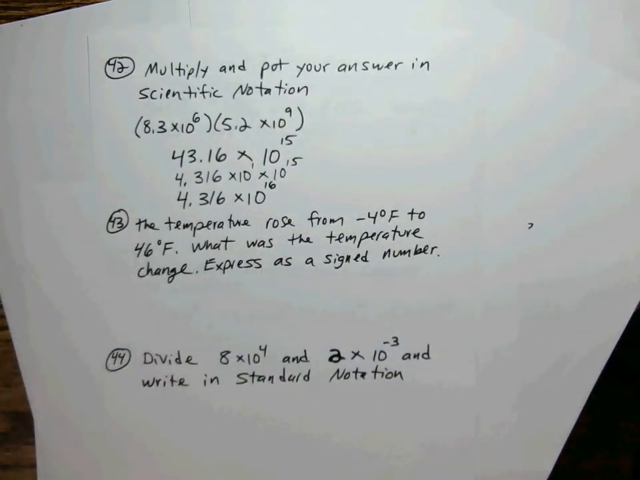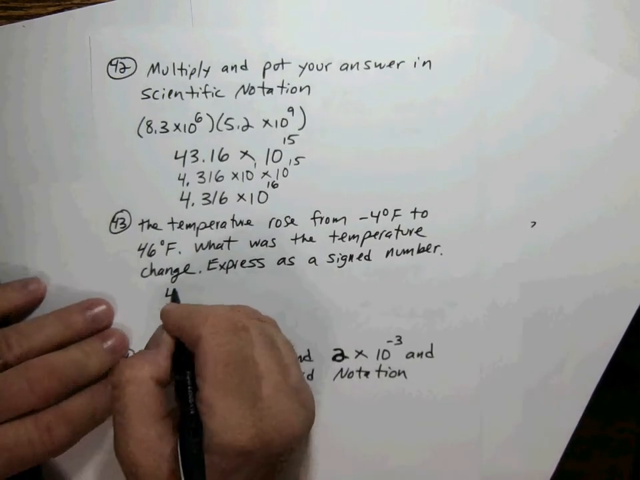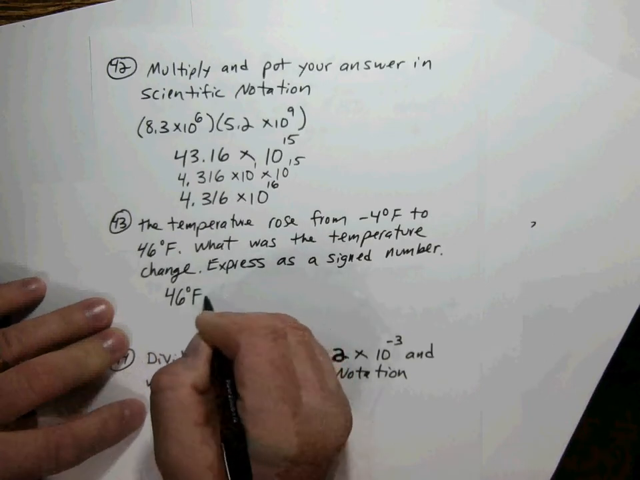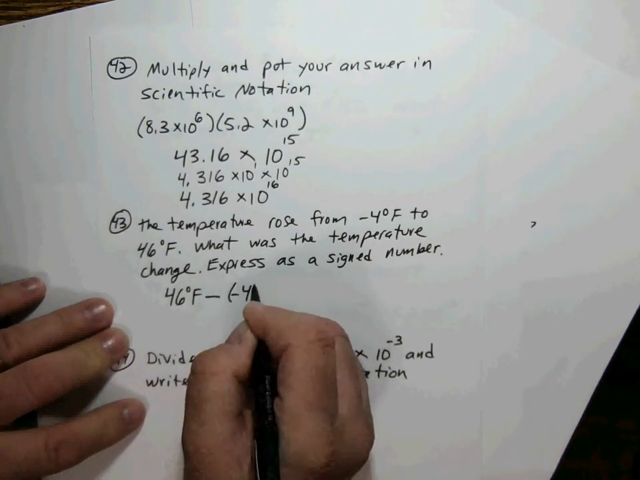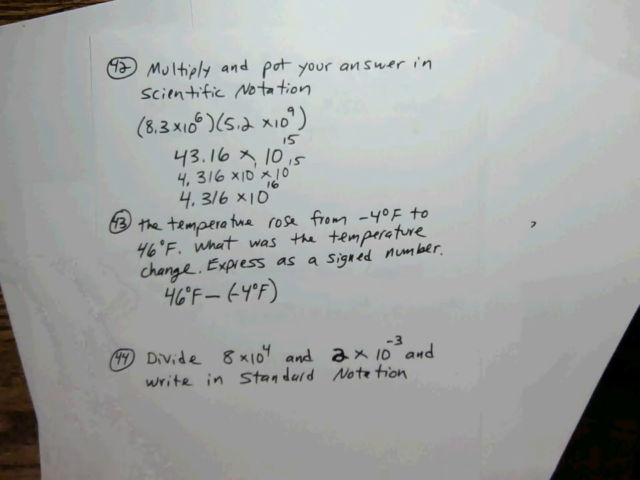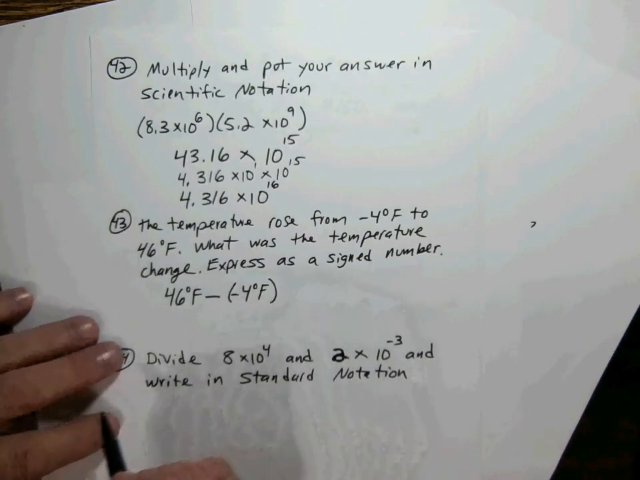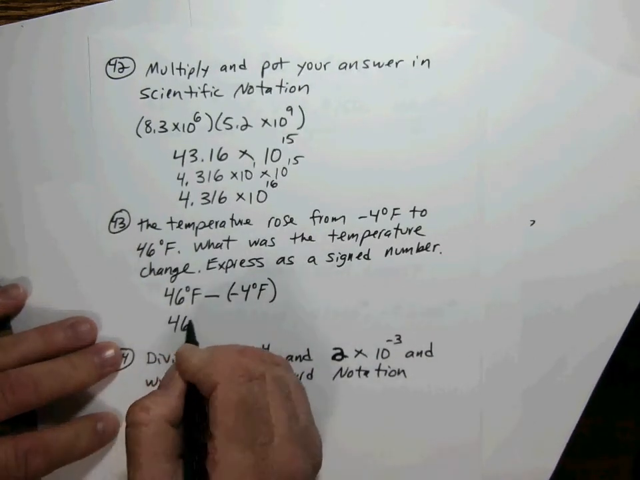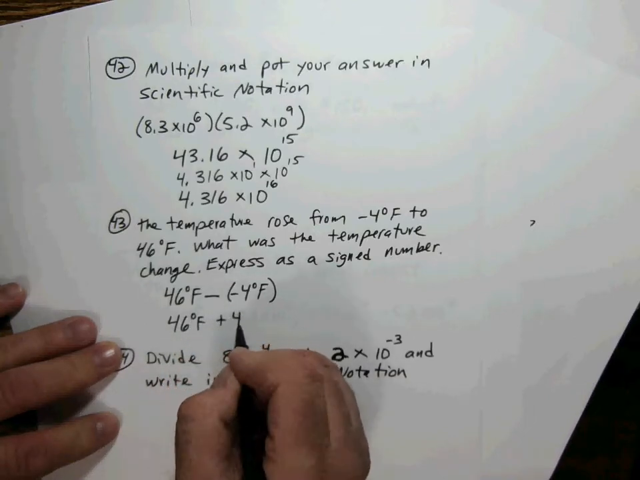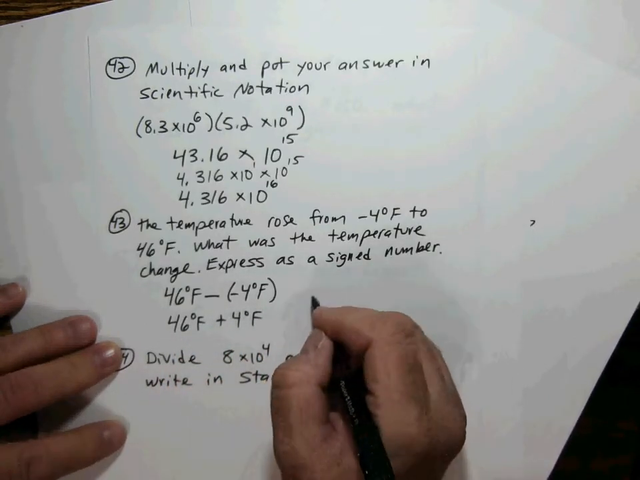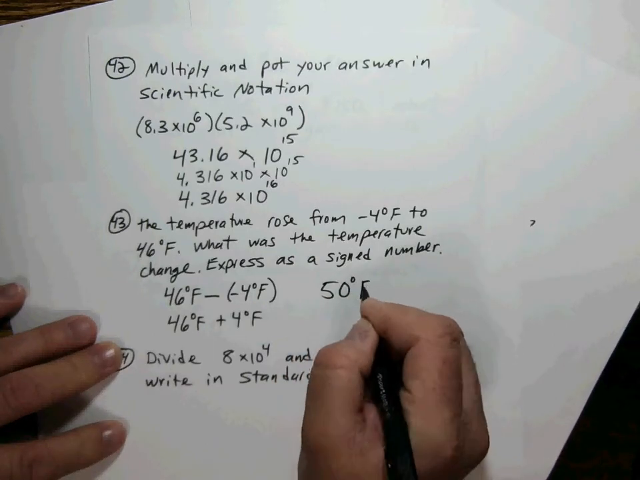Okay? The temperature rose from -4 degrees to 46 degrees. What was the temperature change expressed as a signed number? When I want to find the change in 2 things, I take the second number and I subtract away the first number. So 46 degrees F minus -4 degrees F. Subtract away. In this case, minus negative becomes plus positive, so it's just 46 degrees plus 4 degrees, so it's going to be 50 degrees.